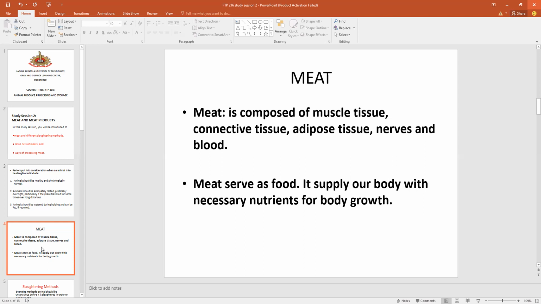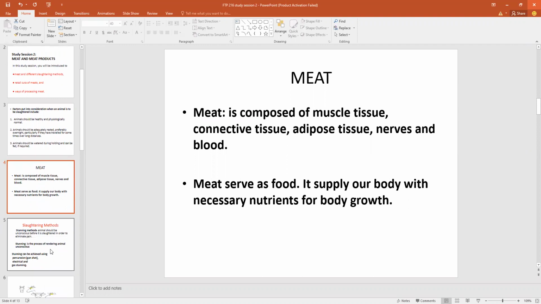So they have different kinds of meat, and we can get meat from different kinds of animal. The kind of meat we can get from cattle is different from the kind of meat we can get from pig. The name of the meat from pig is pork, while from cow we call it beef. Then we still have chicken meat. All of them are regarded as meat, but they are from different sources. So I want you to note the important definition of meat, and note the factors to be considered when an animal is to be slaughtered. Then let's move down to the methods.